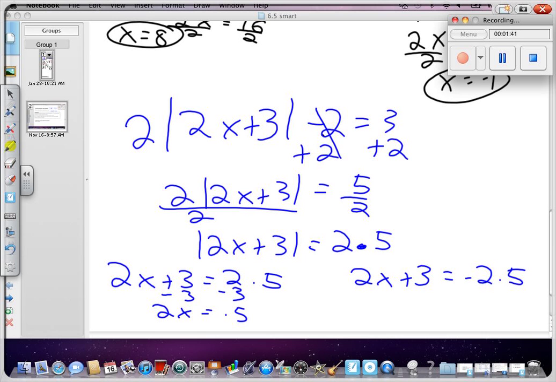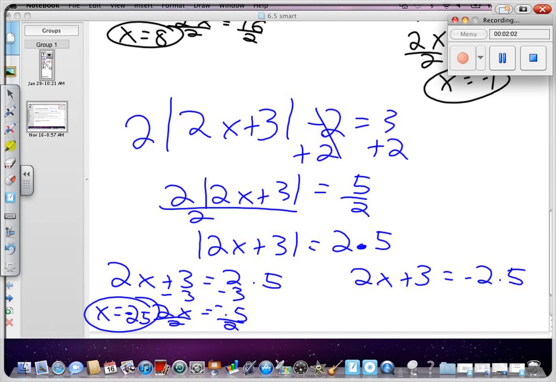And then I'm going to divide both sides by 2. And I get x equals, Ms. Parmalee, would you do 0.5 divided by 2 for me? Yes, it would be 0.25. You're right. Negative 0.25.